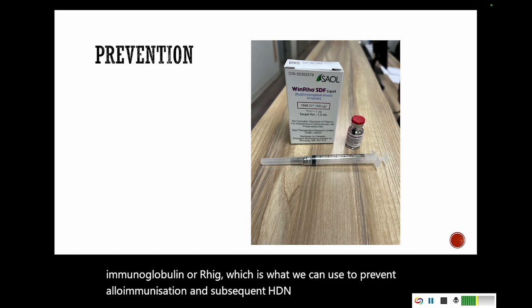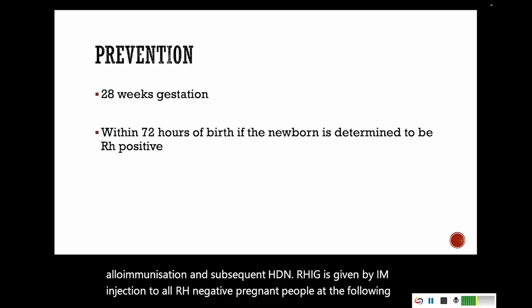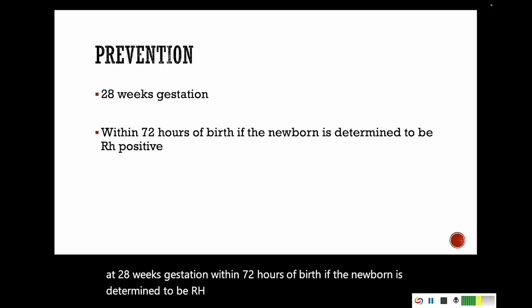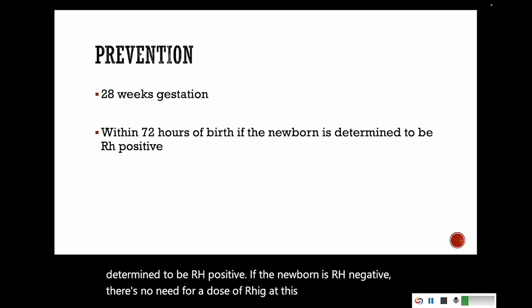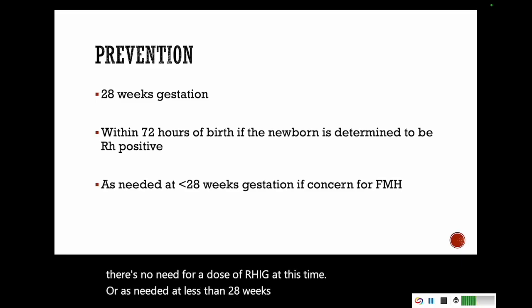RhIg is given by IM injection to all Rh negative pregnant people at the following times: at 28 weeks gestation, within 72 hours of birth if the newborn is determined to be Rh positive. If the newborn is Rh negative, there's no need for a dose of RhIg at this time. Or as needed at less than 28 weeks if a fetal-maternal hemorrhage is suspected.